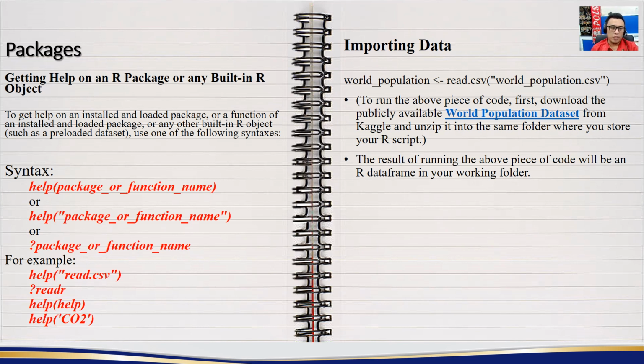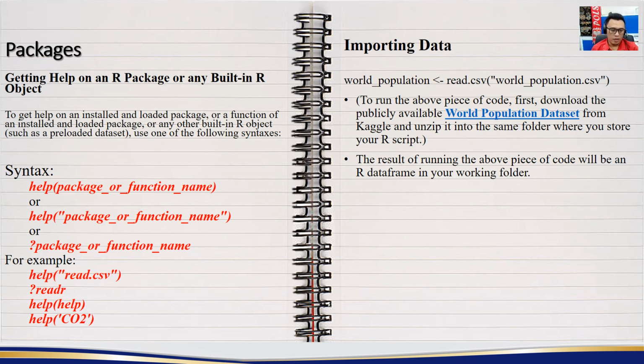So how do we get help on an R package or any built-in R object? To get help on uninstalled and loaded packages, or a function of uninstalled and loaded packages, or any other built-in R objects such as a preloaded dataset, use one of the following syntaxes, such as the syntax we have here: help, package or function name, or help, open and close parentheses, the name of the package, or just simply write the question mark and the name of the package.